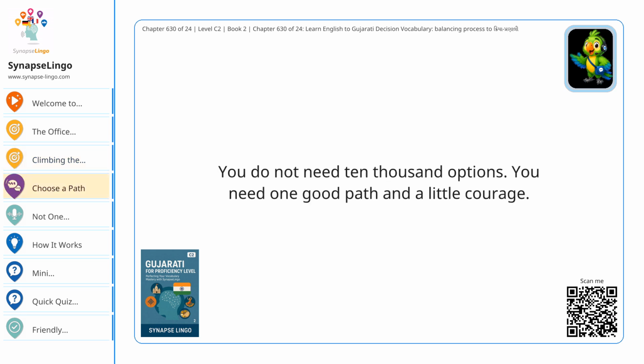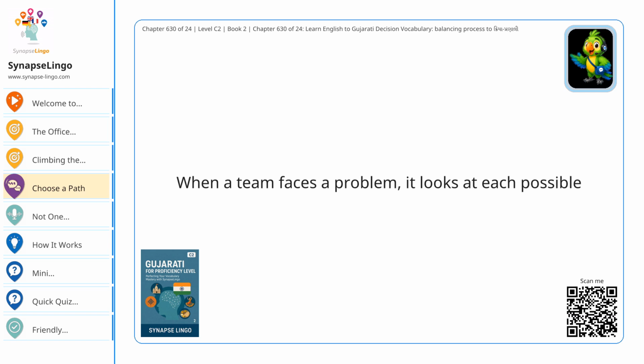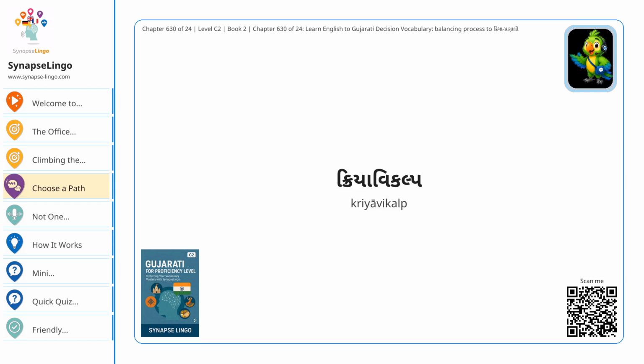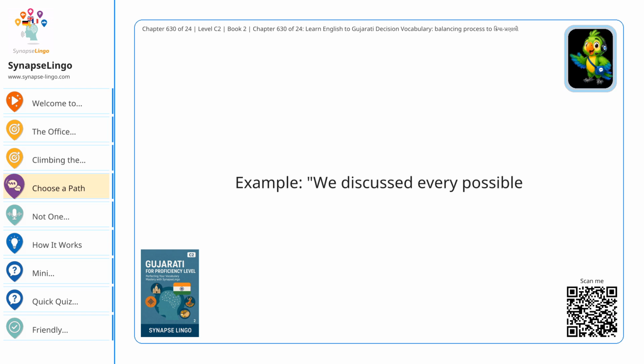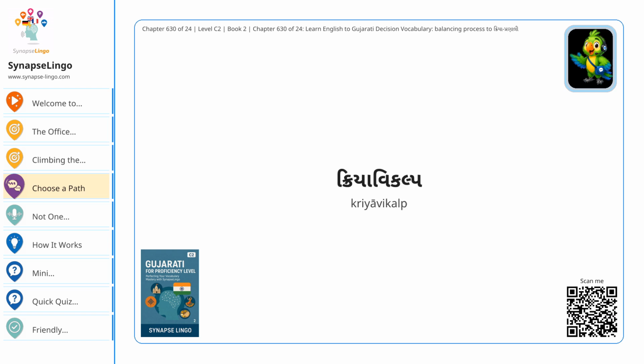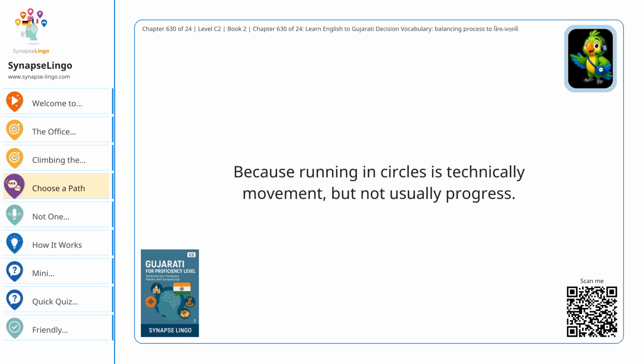Choose a path. You do not need 10,000 options. You need one good path and a little courage. When a team faces a problem, it looks at each possible ક્રિયા વિકલ્પ, or course of action. Example, we discussed every possible ક્રિયા વિકલ્પ before deciding. In a crisis, a clear ક્રિયા વિકલ્પ helps everyone stay calm. Because running in circles is technically movement, but not usually progress.